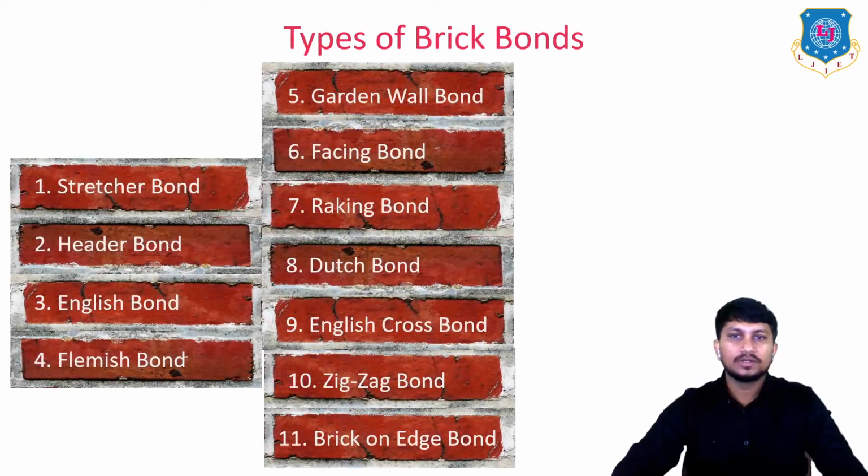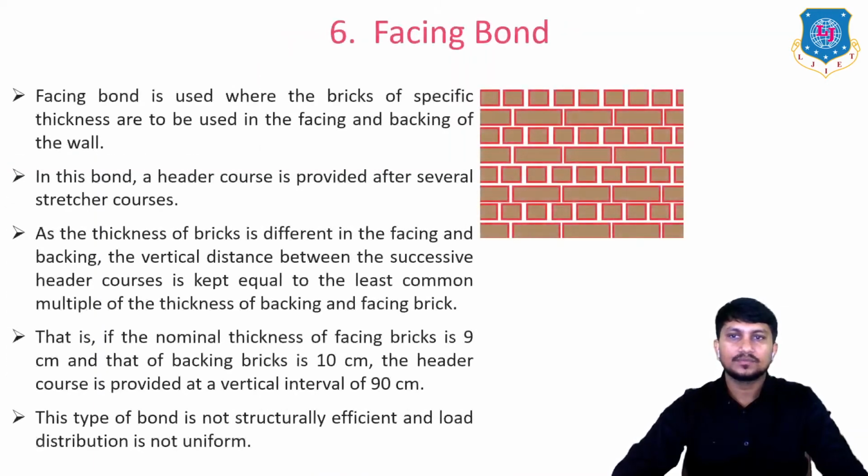Next type of brick bond is facing bond. This is how facing bond looks like. This facing bond is used where bricks of specific thickness are to be used in facing and backing of the wall. In this bond, the header course is provided after several stretcher courses. Okay, as the thickness of bricks is different in facing and backing, the vertical distance between successive header courses is kept equal to the least common multiple of thickness of backing and facing brick.